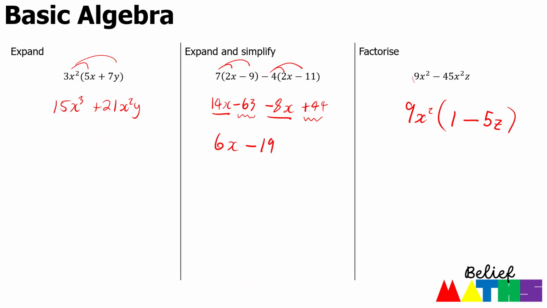So be careful that we don't just get rid of this. It should be a 1 here. Okay, because 1 times 9x squared gives you 9x squared. If you put nothing there, then you completely eliminate the first term. So just be careful with that one.